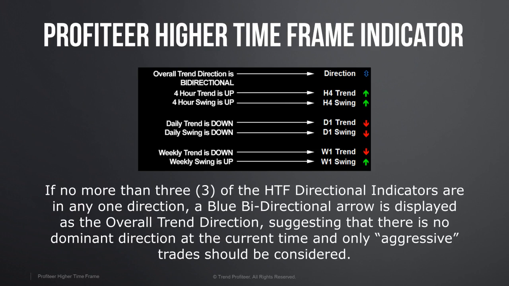So right at the top here, you can see that the direction of the OTD, the overall trend direction, in this case is a blue bidirectional arrow. So we view it as a bidirectional market, where no more than 3 of the 6 high time frame indicators are in any one direction. So just to go over, if no more than 3 of the HTF directional indicators are in any one direction, a blue bidirectional arrow is displayed as the overall trend direction, suggesting that there is no dominant direction at the current time and only aggressive trades should be considered.